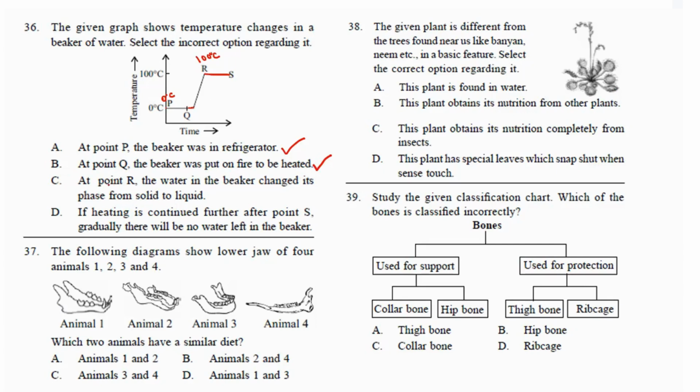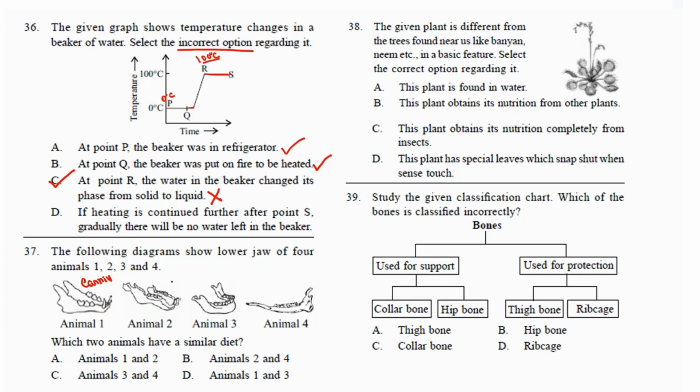Option C says at point R, the water in the beaker changed its phase from solid to liquid. So this is not possible because at R, the temperature is already 100 degrees. That means it was in the liquid state and it has started vaporizing. So this is incorrect. So as it has asked for the incorrect option, option C is the correct one. Coming to question number 37. It is said, the following diagram shows the lower jaw of 4 animals, 1, 2, 3, and 4. So for animal 1, we can see these are the jaws of a carnivorous animal.